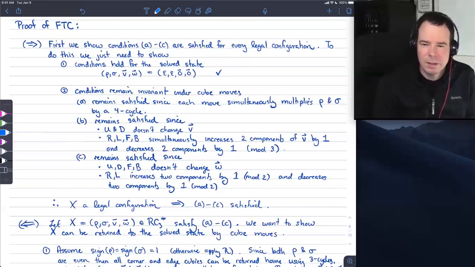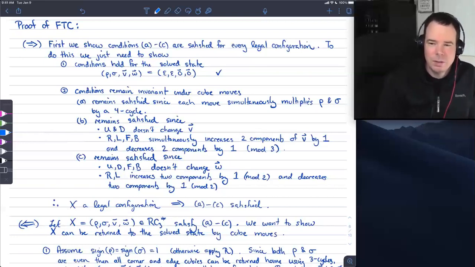Now let's extend and show that for any configuration, it is going to satisfy conditions A through C. The way we do this is we just show that for each move, R, L, U, D, F, B, for all those 6 basic moves, when you do one of those moves, the configuration vector changes, but A through C remain invariant. So they stay the same.